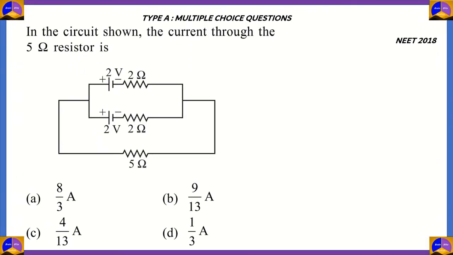Let's look at the next question. In the circuit shown, the current passing through the 5 ohm resistor is it 8 by 3 amps, 9 by 3 amps, 4 by 3 amps, 9 by 13, 4 by 13, or 1 by 3 amperes? So how do we solve this question? Well, in order to solve this question, let's name the corners here.